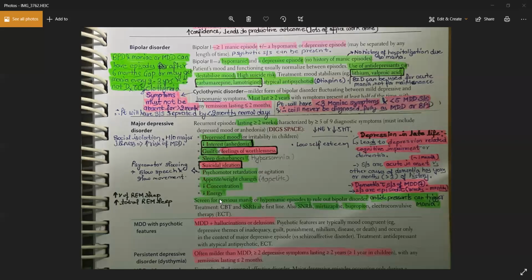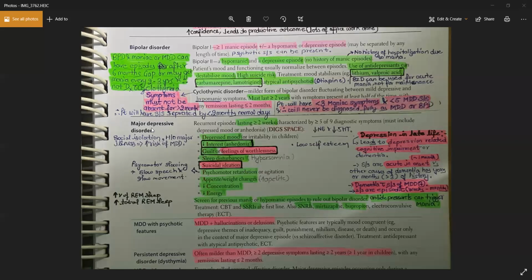Before prescribing any drug, you need to always take the history for the manic or the hypomanic episode to rule out the bipolar disorder, because the antidepressants can trigger the mania. Treatment includes the SSRIs, SNRIs, mirtazapine, bupropion, electroconvulsive therapies. Okay, and all of them we will discuss later.